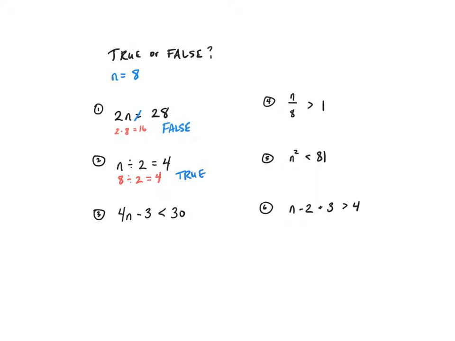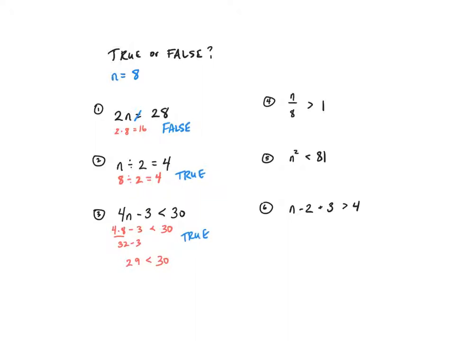Number 3 says 4n minus 3 is less than 30. So on the left-hand side, 4n means 4 times n. So 4 times 8 minus 3 must be less than 30 for it to be true. I have to follow the order of operations, which tells me that multiplication comes first. 32 minus 3 is 29, and 29 is less than 30, so this is a true inequality.